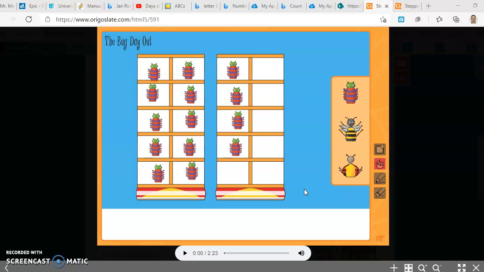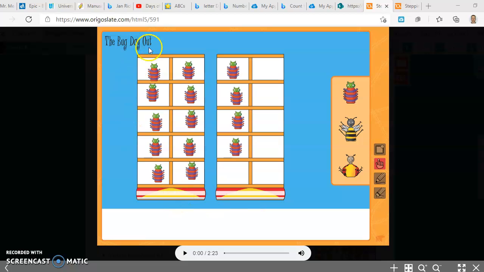So we're going to go ahead and count these bugs that we have here, and then we'll talk about how many more than 10 it is. Maybe you can see it already, but let's go ahead and just first count the total amount of bugs. 1, 2, 3, 4, 5, 6, 7, 8, 9, 10, 11, 12, 13, 14. All right, so there's 14 bugs total. Now, 14 would be 10 and how many more?